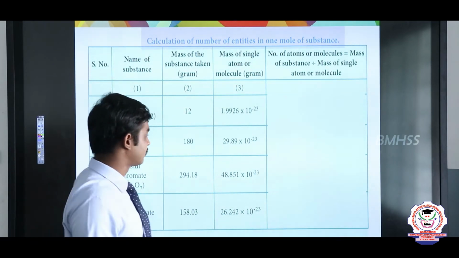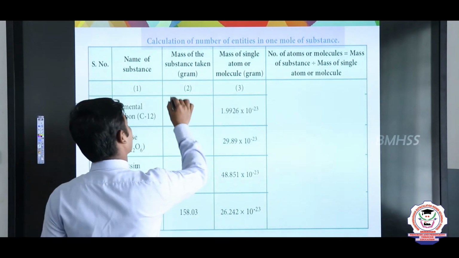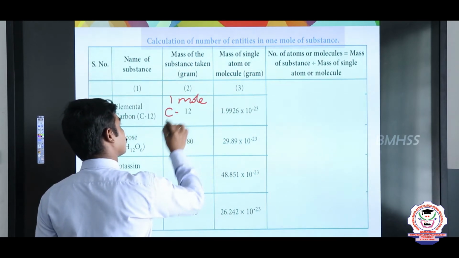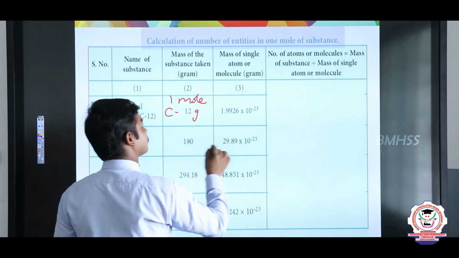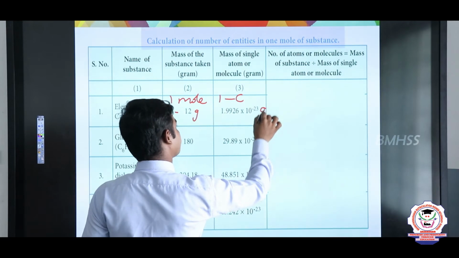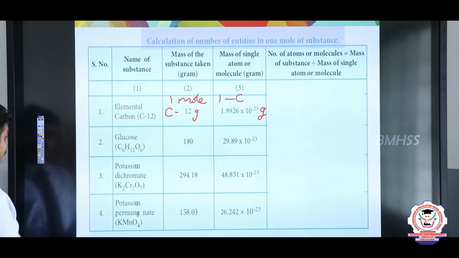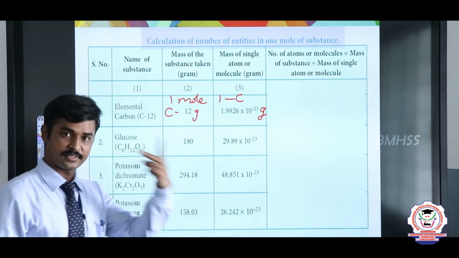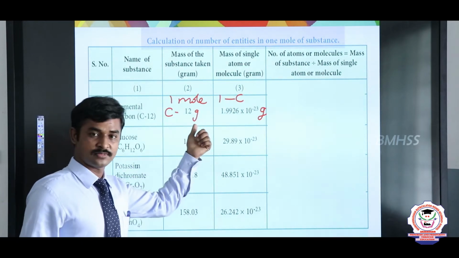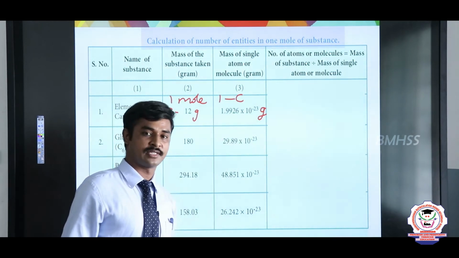You note one point. One mole of carbon is 12 gram and a single carbon atom is 1.9926 into 10 power minus 23. Okay. Now you see the carbon atom in 1 mole contains 12 gram weight and a single carbon atom contains 1.9926 into 10 power minus 23 gram weight.